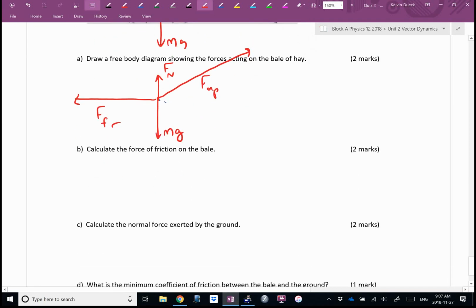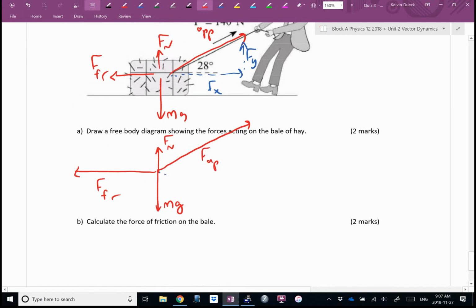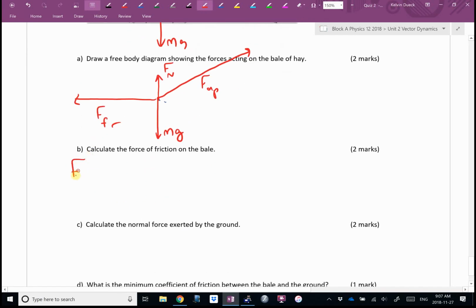Okay. Calculate the friction force on the bale. My first thought was to go, oh, this is so easy. Friction equals mu times the normal force. Why does that strategy come and kick me in the face? No mu. Mr. Dueck, you sneaky person, you. And so, because we're at rest, or I could have also said constant speed, because a is 0, that has to be true.